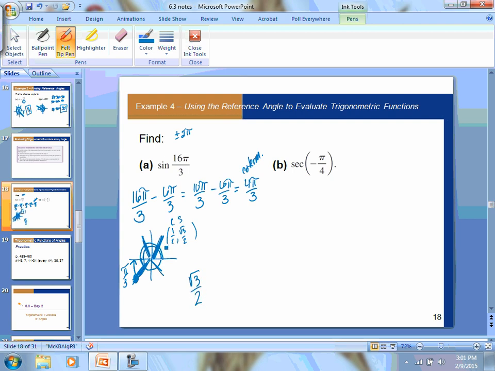But I'm in the third quadrant. Remember, all students take calculus. The only thing that's positive in the third quadrant is tangent. I'm dealing with a sine. Sine has to be negative.